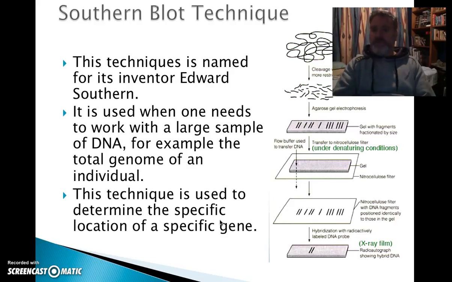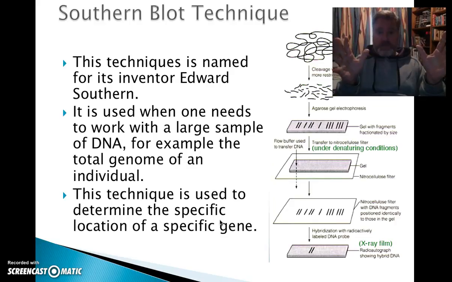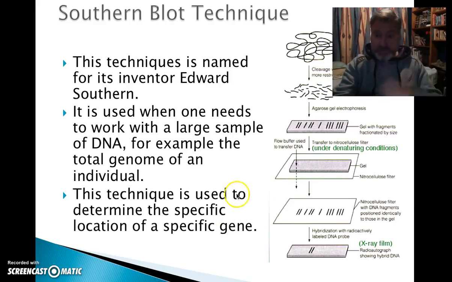Edward Southern used this technique, or used these abilities, to develop a thing he called the Southern Blot. Well, it has been called the Southern Blot technique in honour of his work. So, if you've got a large lot of DNA to work with, for example you're trying to do a whole genome, you can use this to find specific genes. We'll try and work our way through here.